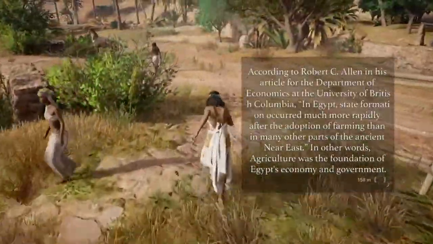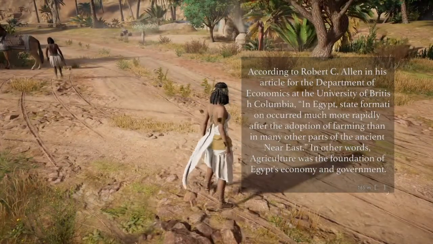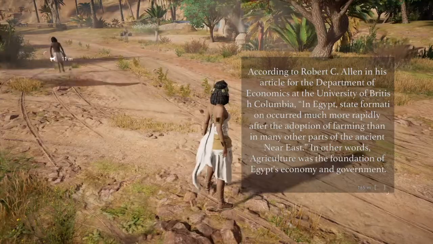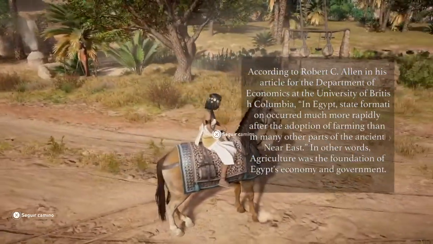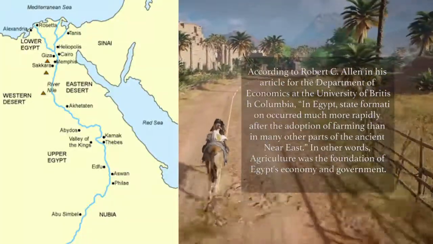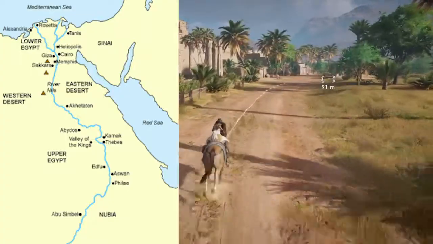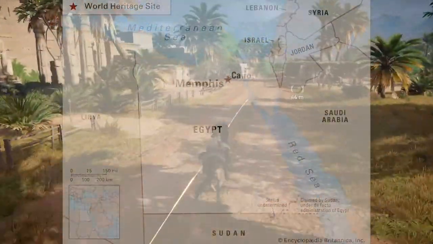According to Robert Allen, in Egypt, state formation occurred much more rapidly after the adoption of farming than in many other parts of the ancient Near East. In other words, agriculture was the foundation of Egypt's economy and government. With this strategic location advantage, Egypt grew exponentially and Memphis became its main capital.